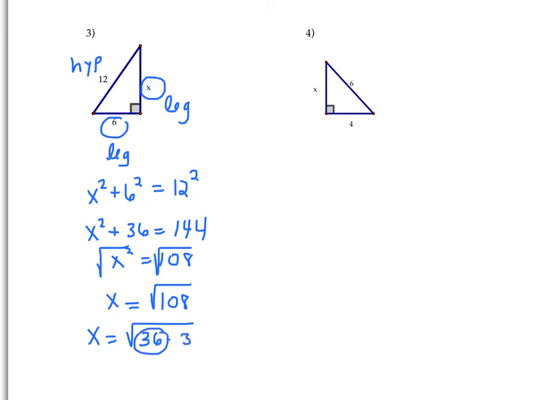So there's my perfect square. 36 times 3 is 108. Square root of 36 gives us 6, and we're left with 3 inside the radical. Nice, exact answer, no rounding in this case.